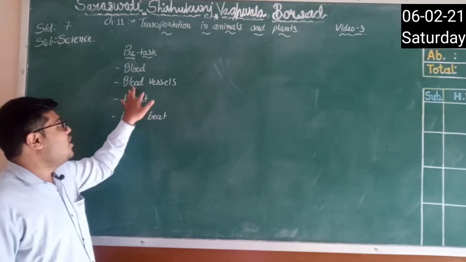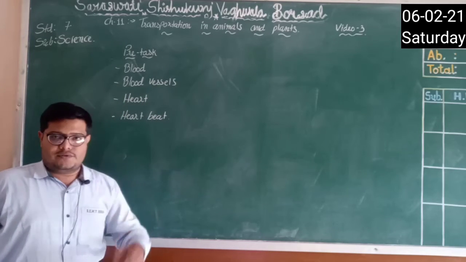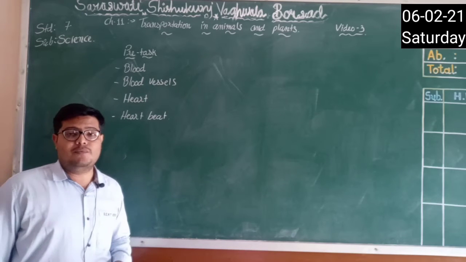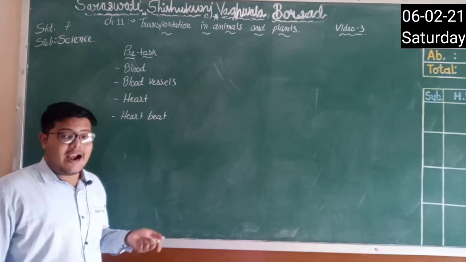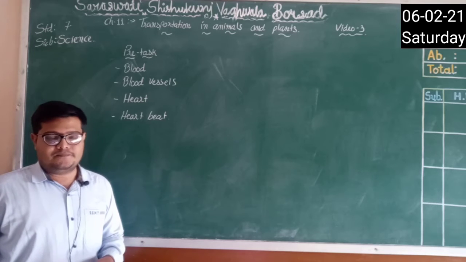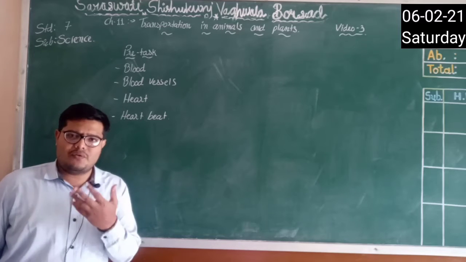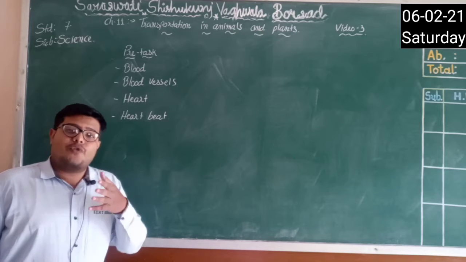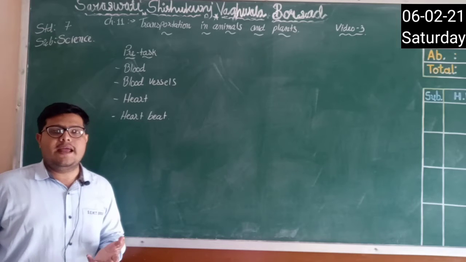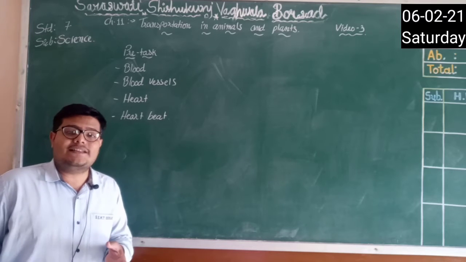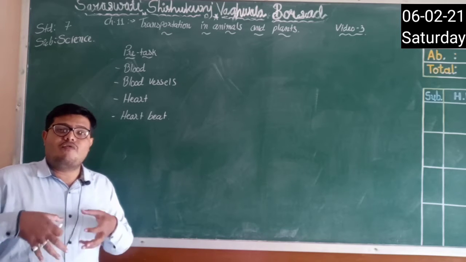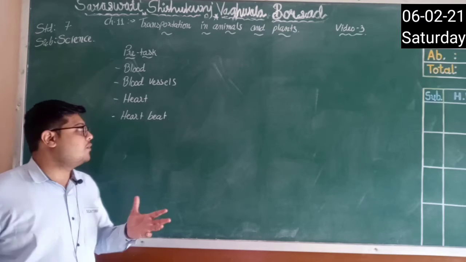After that, blood vessels. The vessels in which blood flows. There are three types of blood vessels present in our body: arteries, veins, and capillaries. If you have already studied arteries and veins, arteries carry blood from the heart towards the body parts, and veins collect the blood from the body parts and carry it towards the heart. So that was about blood vessels.